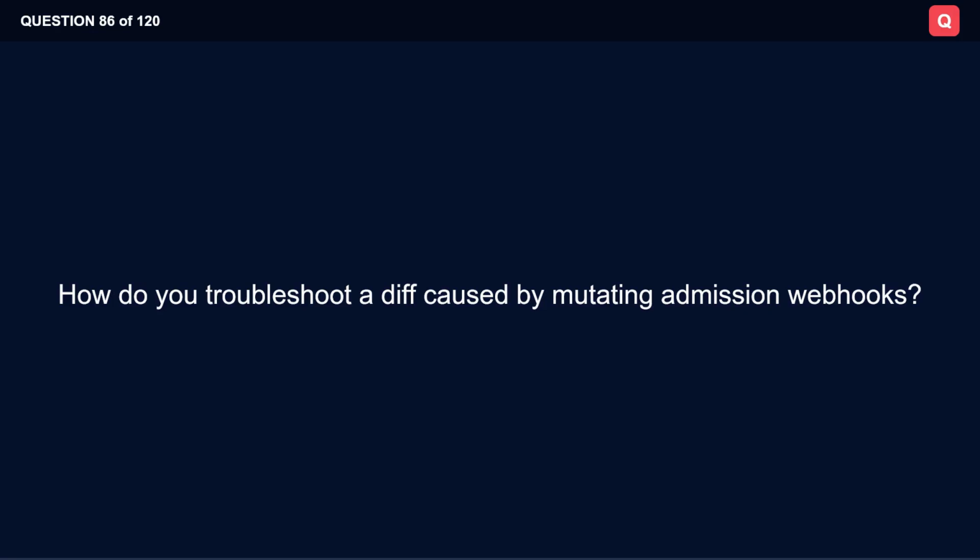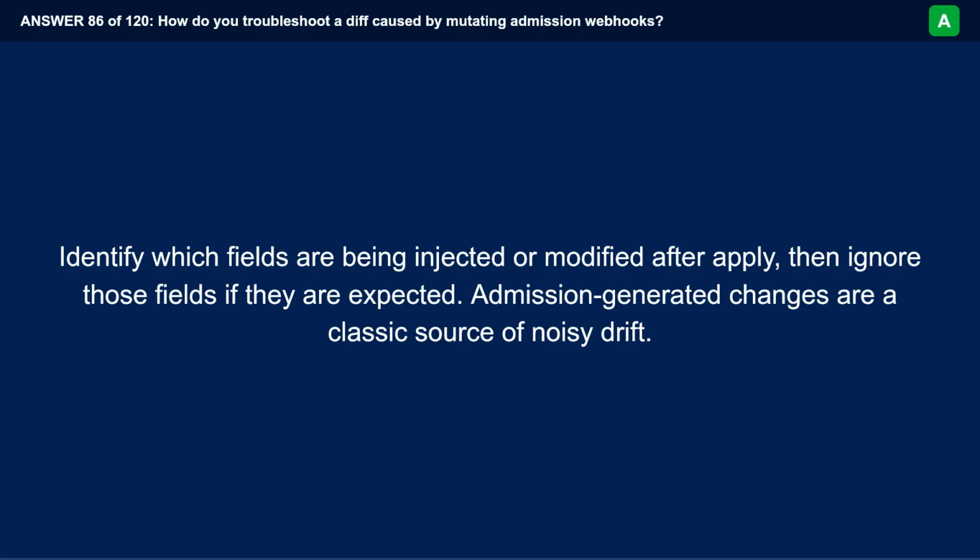How do you troubleshoot a diff caused by mutating admission webhooks? Identify which fields are being injected or modified after apply, then ignore those fields if they are expected. Admission-generated changes are a classic source of noisy drift.